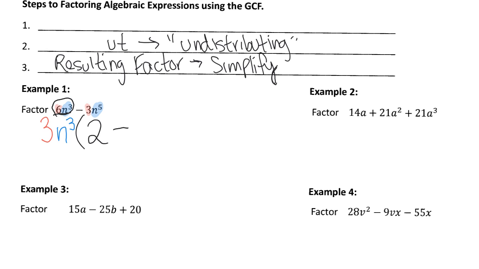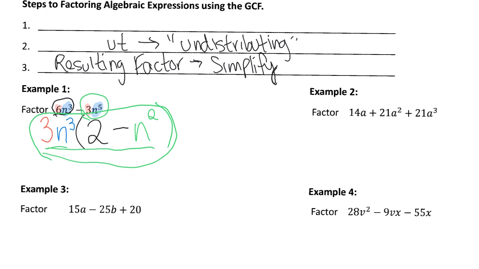Okay, we always just leave our sign there. And then we're going to do the same thing here. What's 3n to the fifth divided by 3n to the third? We want to undistribute. We want to take that away. So if we take 3n to the third away from 3n to the fifth, you will have n to the second left over. So this is our whole answer here. We don't want to just write our GCF. We want to write the whole thing in factored form.